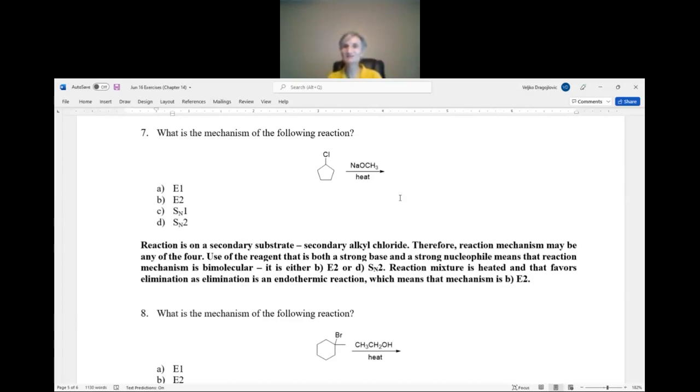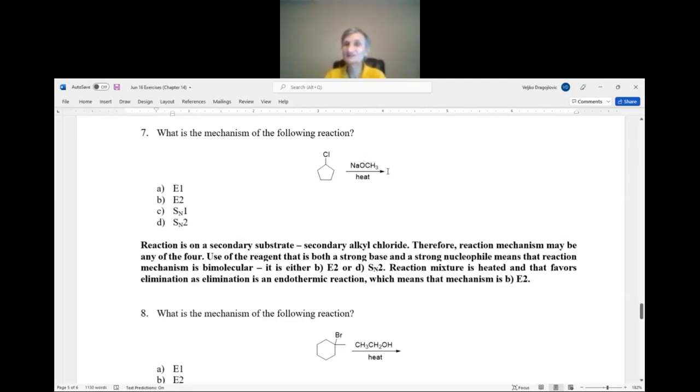Since it's strong, it favors a bimolecular reaction. So the reaction mechanism is going to be either E2 or SN2. That's going to be competition. It's not going to be unimolecular. If it was, let's say, methanol, then it would be unimolecular, and you would consider whether it is E1 or SN1. But in this case, obviously, it's bimolecular because it's a strong base, strong nucleophile.